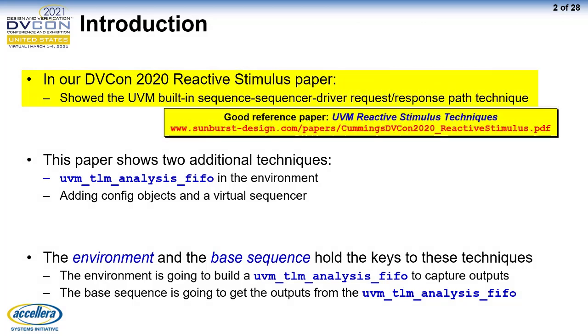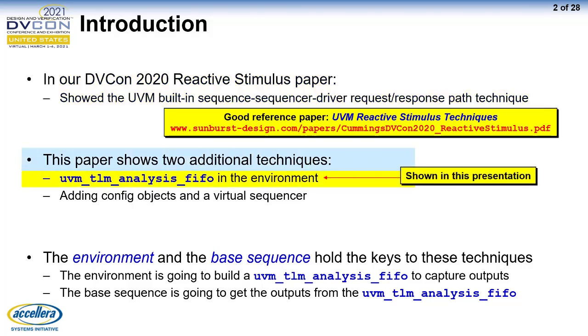In our DVCon 2020 reactive stimulus paper, we showed the UVM built-in reactive stimulus technique that sends a sequence transaction through the sequencer driver and down to the DUT, and then the sampled response transaction is returned through the driver sequencer and passed back to the sequence, where it can be examined to help determine the next transaction to send. That technique can be found in the reference paper on the Sunburst Design website.